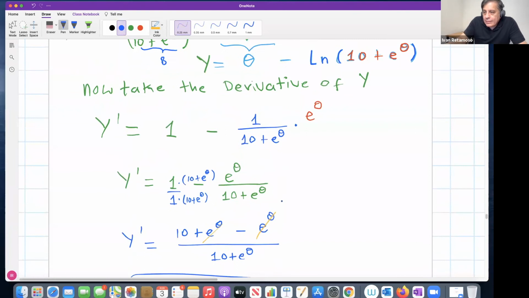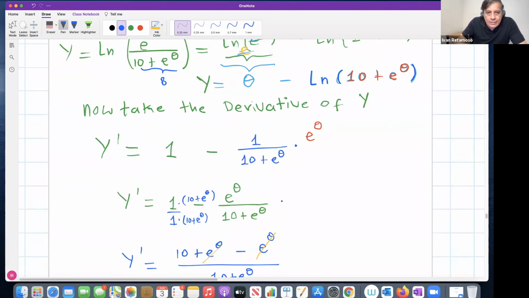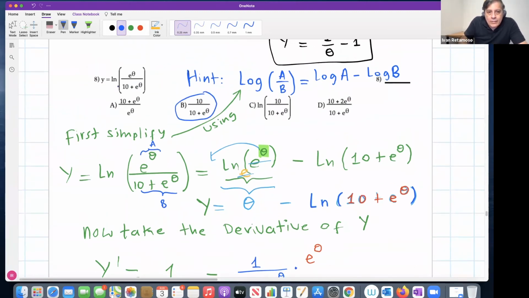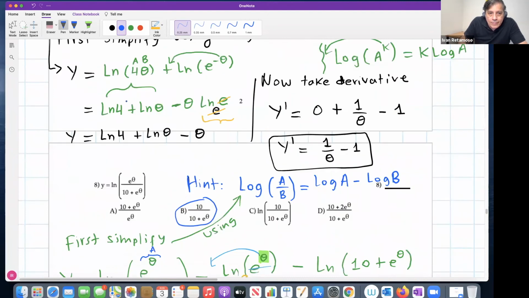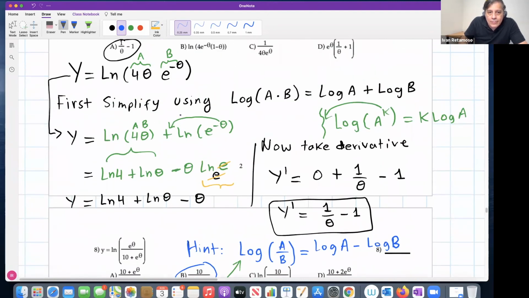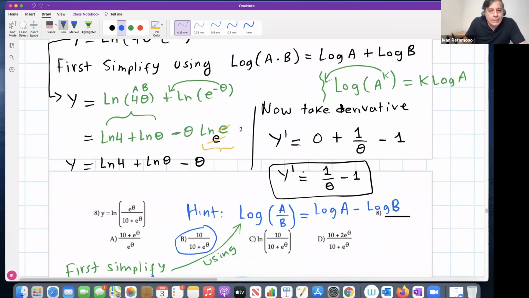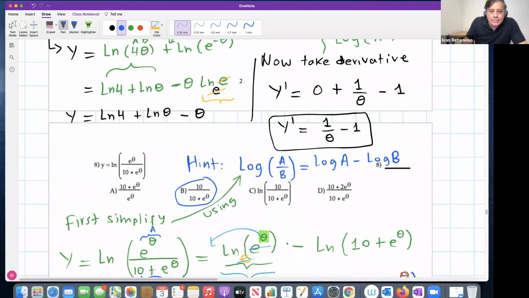So this is somewhere here. I think it's B, right? So when you see quotients inside a log or products inside a log, use these properties of logs that you learned from pre-calculus, to facilitate the computation of your derivatives, okay?